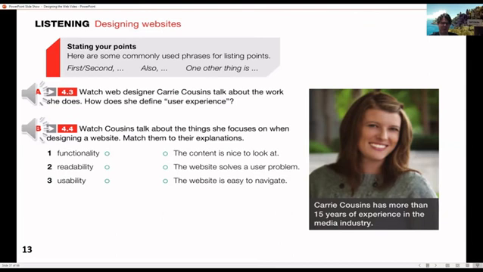Don't look at the 1, 2, 3. Just look at the question. How does she define user experience? Also, you might see UX, it means the same thing: user experience. All right, so let's listen and listen for what she says about this, but also the work that she does.